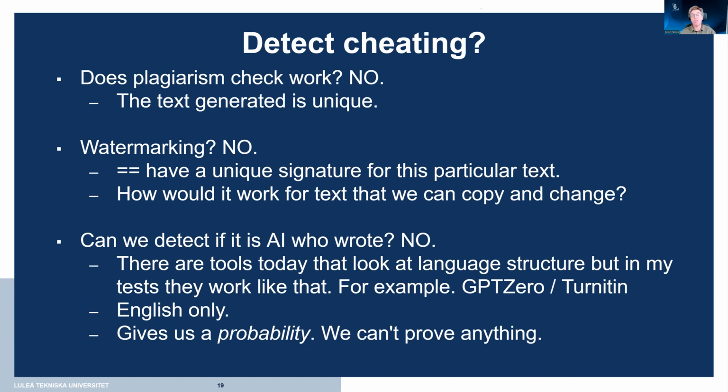They don't work because the text generated is typically unique. Then we can say, well, everything generated by an AI needs to have some kind of watermark. That is something that claims and shows that this is generated by an AI. For text, this is really hard because it would be just text there, and if you wanted to cheat, you would just easily remove that.